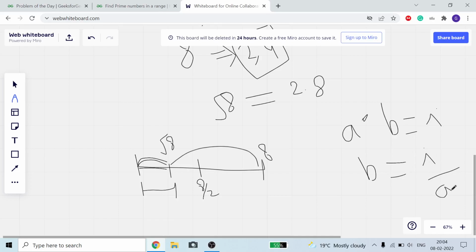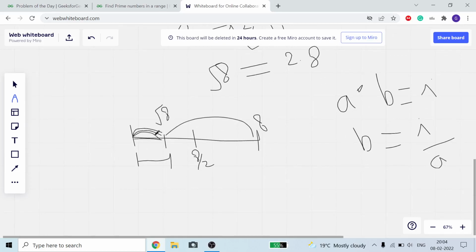So if I got this a, my 8 is divided by a in this range and it will also be divided by b in the other range, but I only need to find out whether it is prime or not. Then I only need a single factor. So if I found any a, then I don't need to find this b. So I can run a loop till the square root of n.